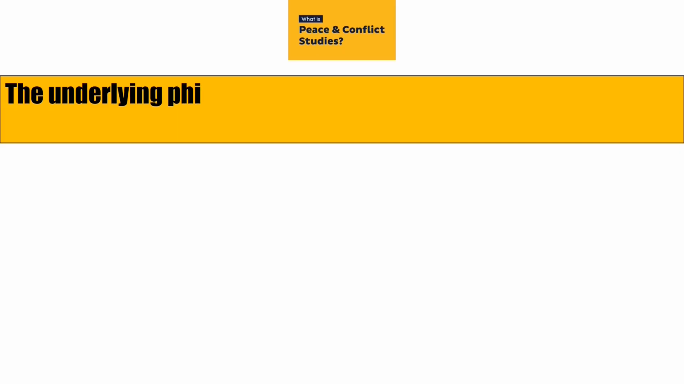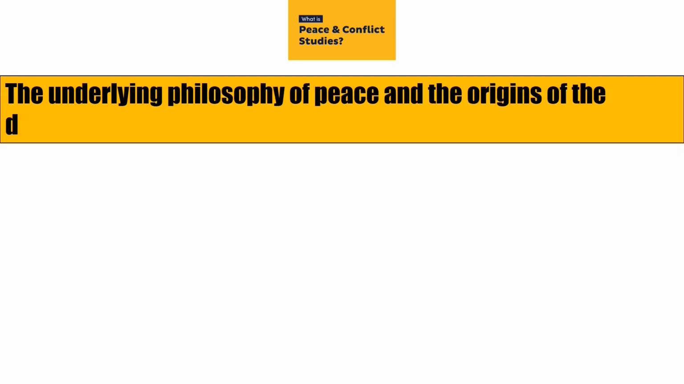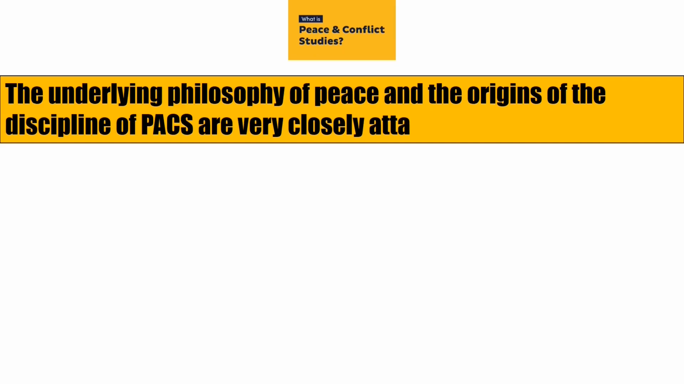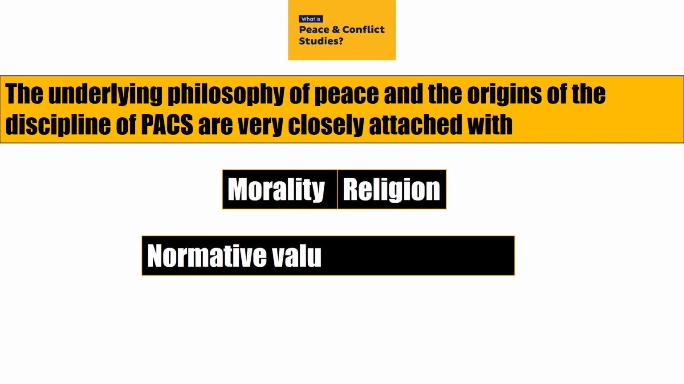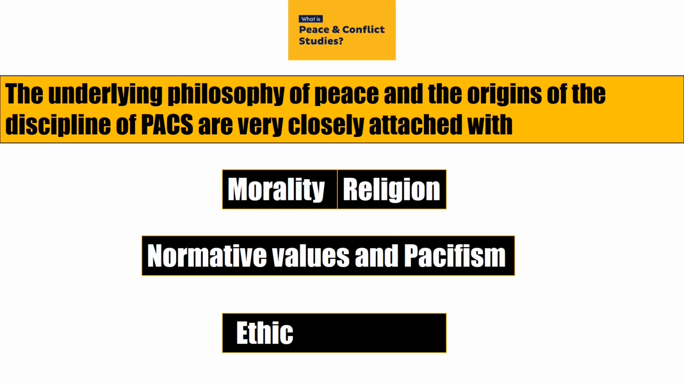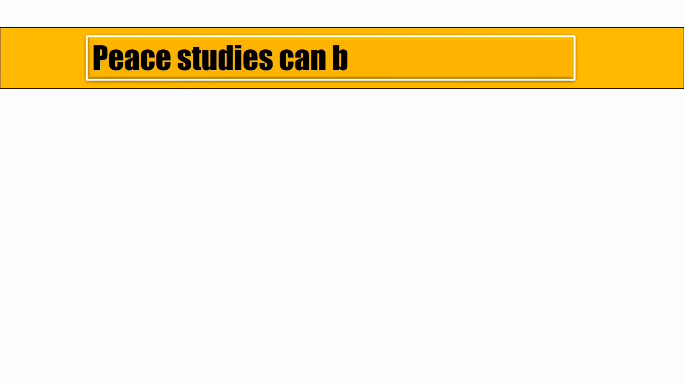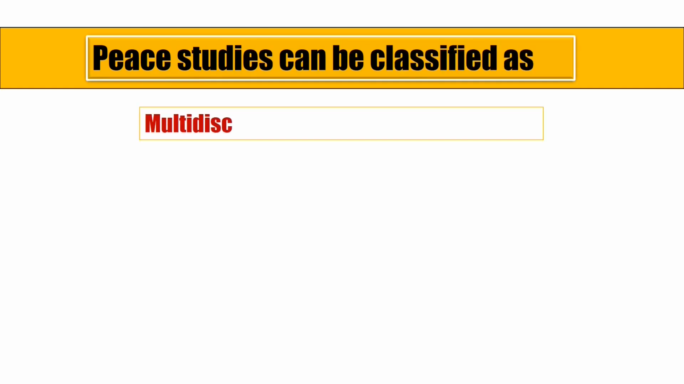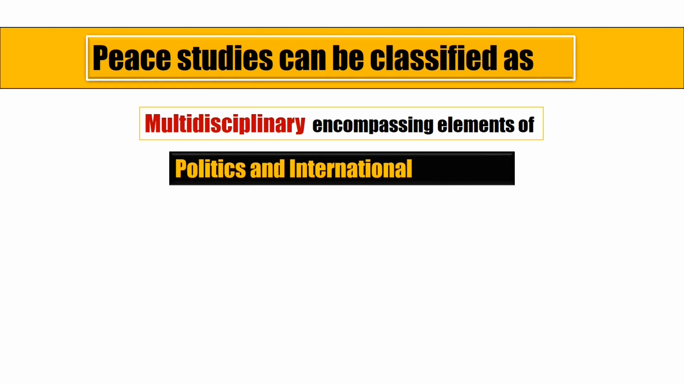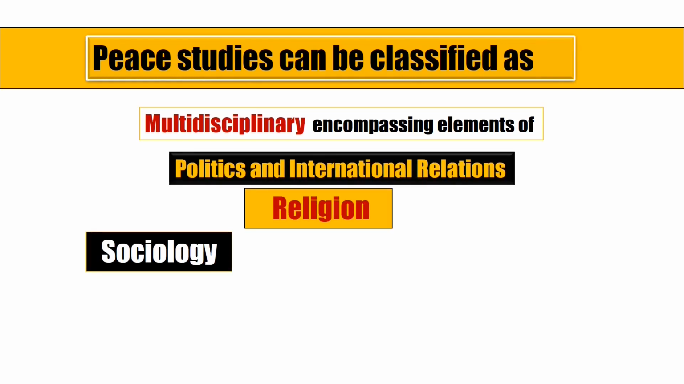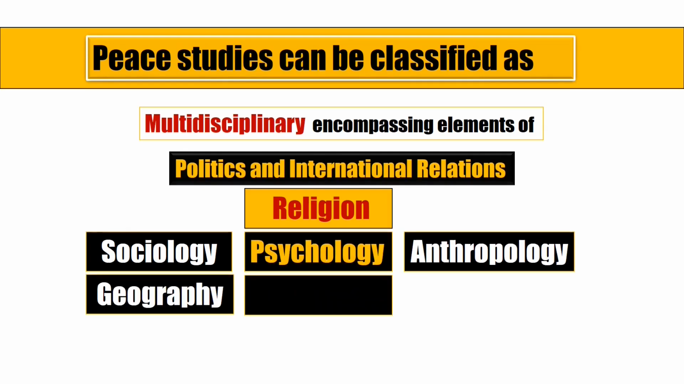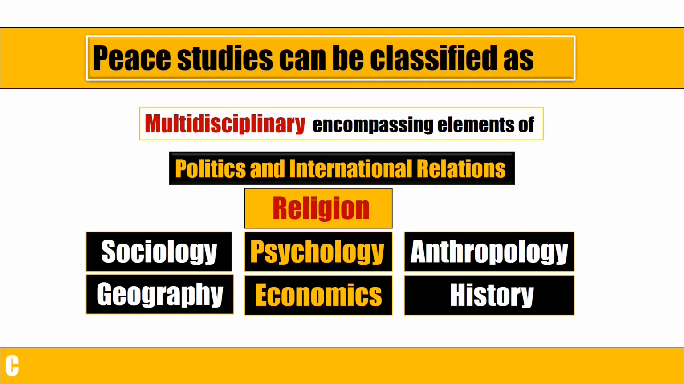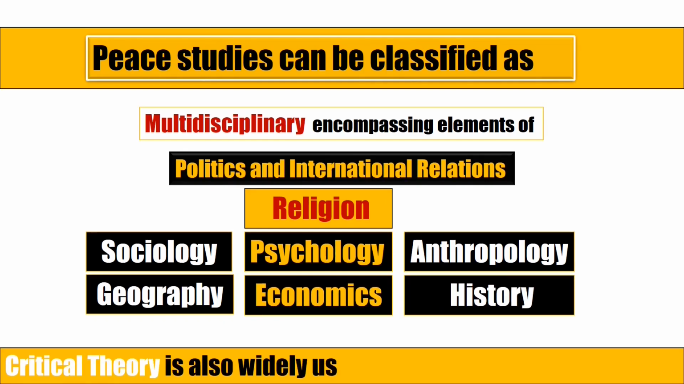The underlying philosophy of peace and the origins of the discipline of peace and conflict studies are very closely attached with morality, religion, normative values and pacifism, ethical practices. Peace studies can be classified as multidisciplinary, encompassing elements of politics and international relations, religion, sociology, psychology, anthropology, geography, economics, and history. Critical theory is also widely used in peace and conflict studies.